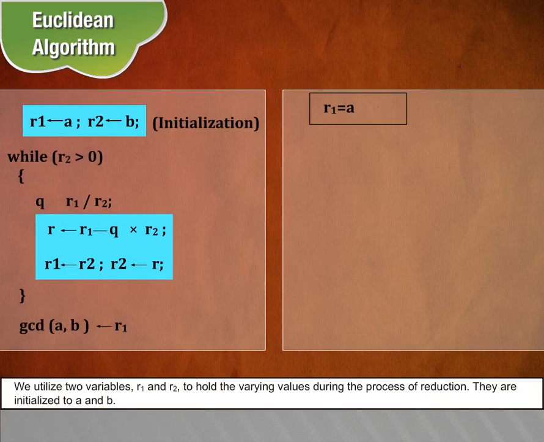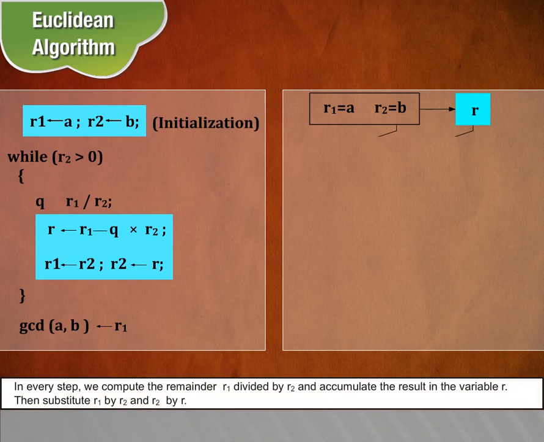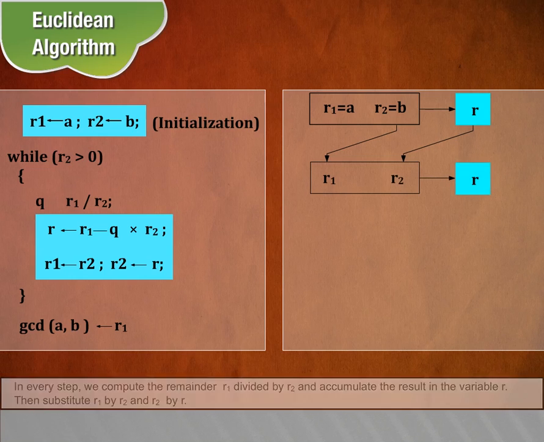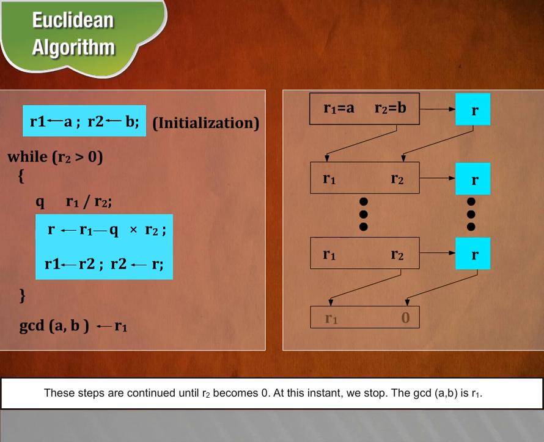We utilize two variables, r1 and r2, to hold the varying values during the process of reduction. They are initialized to a and b. In every step, we compute the remainder of r1 divided by r2 and store the result in the variable r. Then we substitute r1 by r2 and r2 by r. These steps are continued until r2 becomes 0. At this instant, we stop. The GCD of a and b is r1.